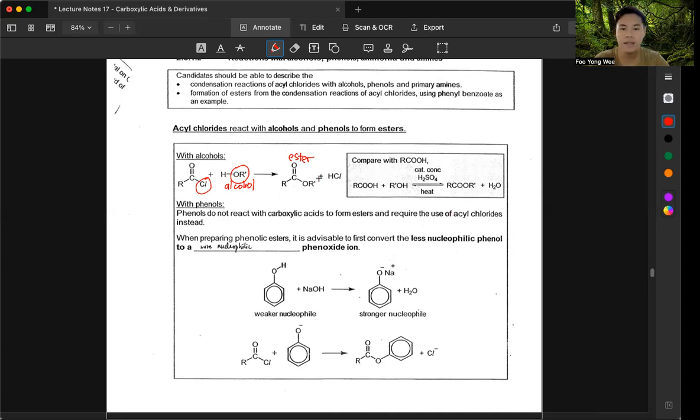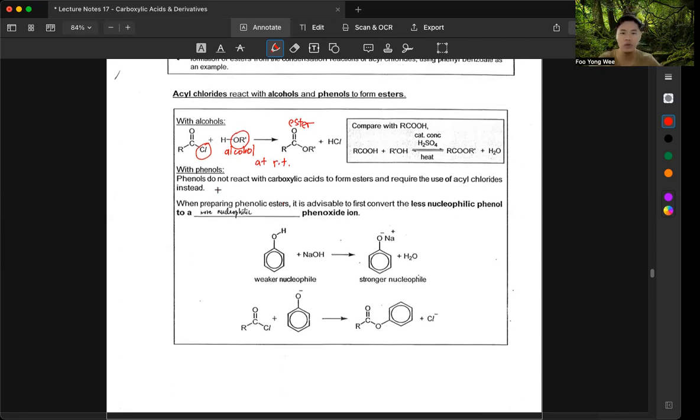If you compare the reaction between this and the acid, you'll notice that for the acid it's a reversible reaction, and you need heat. But this one, room temperature will be fine. So phenol does not react with carboxylic acid. With phenol it cannot react. So you use acyl chloride instead if you want to make ester.